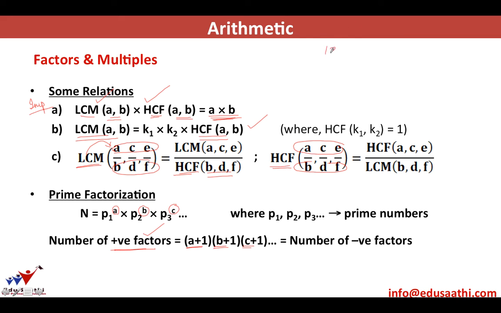If you remember the number 12, 12 can be written as 2 squared into 3. So this is (2 plus 1) which is 3, into (1 plus 1) which is 2, giving 6. So I'll have 6 positive and 6 negative factors for the number 12. If you remember, these were the factors that I solved out. This number of factors includes 1 and n, so the number itself is included.